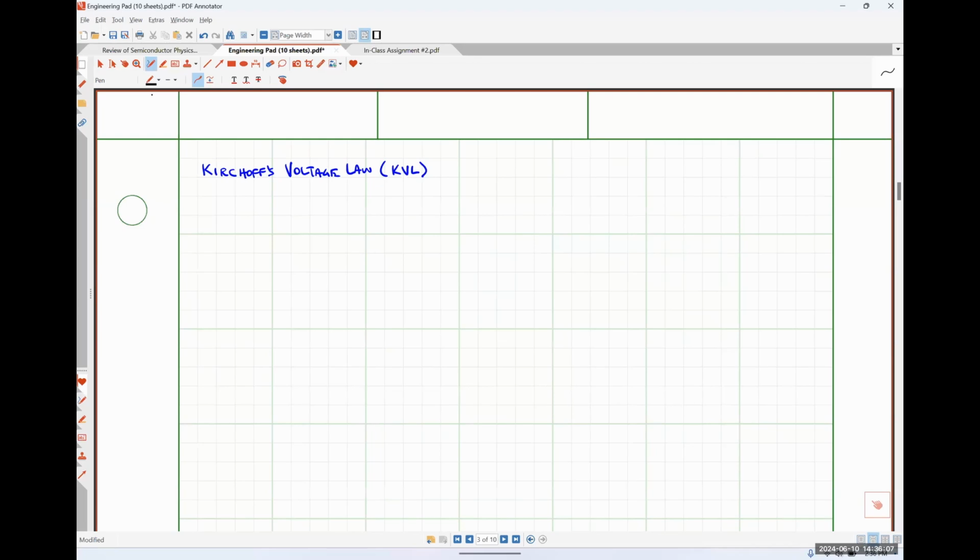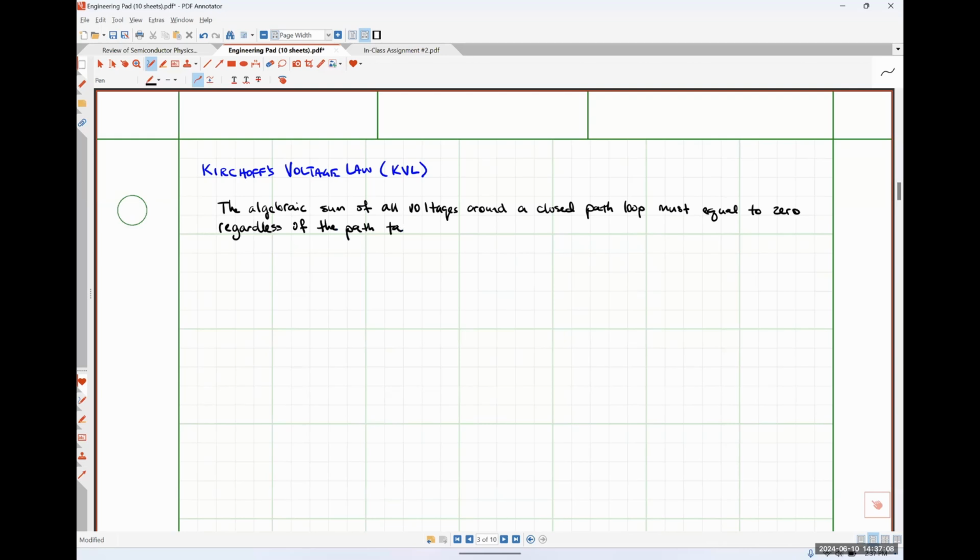So Kirchhoff's voltage law says that the algebraic sum of all voltages around a closed loop must equal 0, regardless of the path taken. Okay.